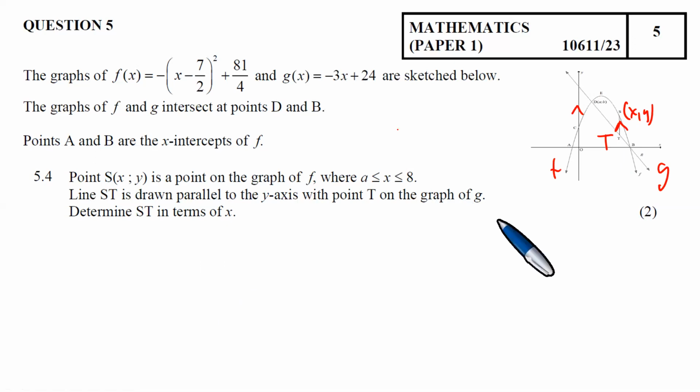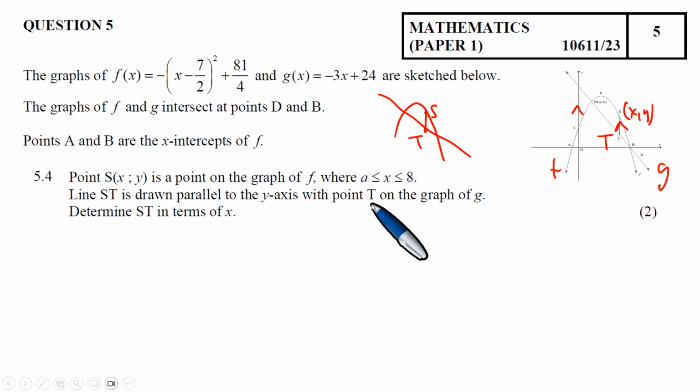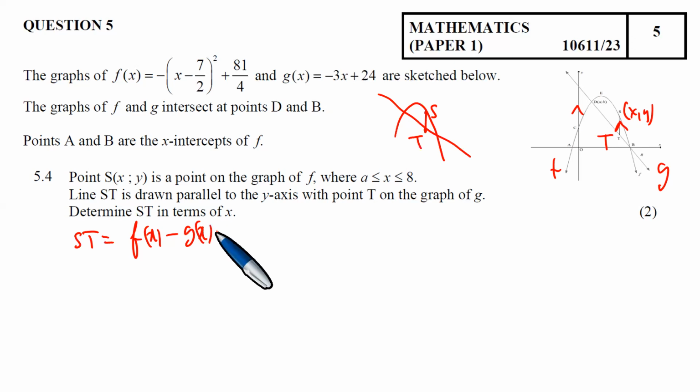In other words, you have a graph like this, and another one like this, and you have S and you have T. Now we want to find ST, which means ST is the same as f of x minus g of x. What is f of x? f of x is this, so it is exactly the same as (x minus 7 over 2) squared plus 81 over 4.